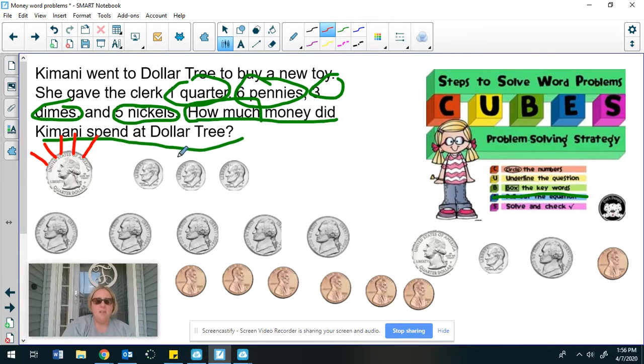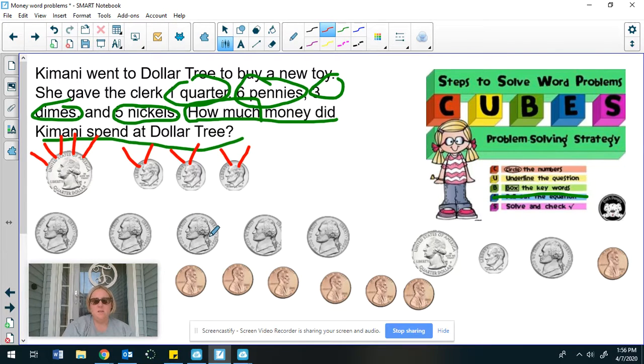Now I'm looking at dimes. Dimes are worth 10 cents. So I'm going to count by 5s until I get to 10 cents. So 5, 10. Dimes get 2 hairs each. So I'm going to continue to draw the hairs on my dimes.